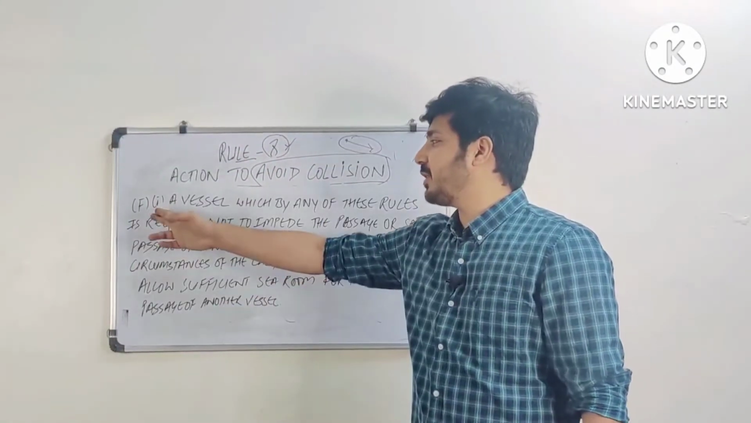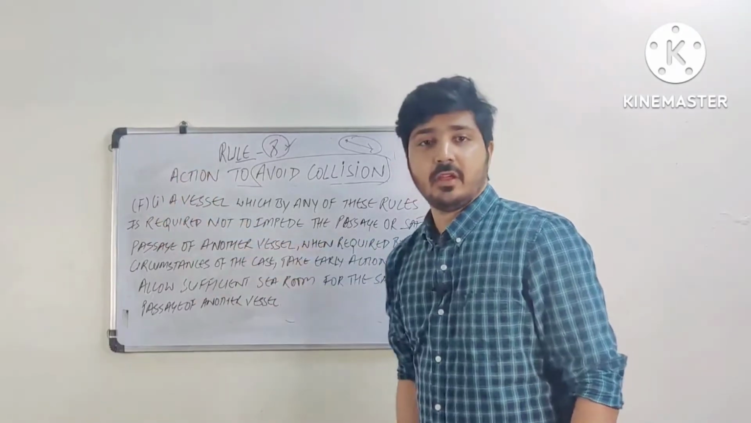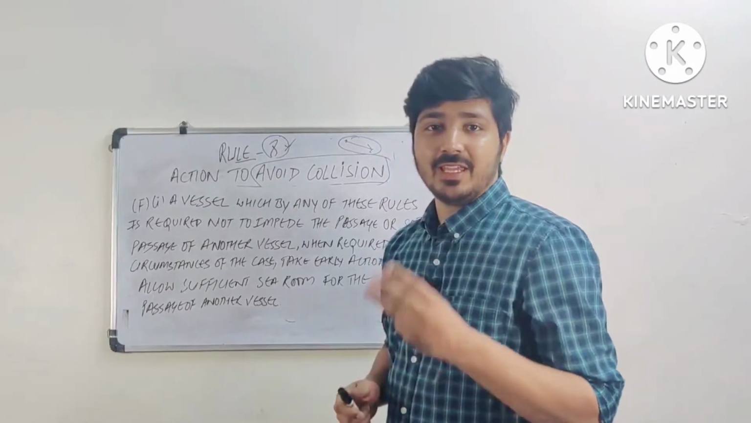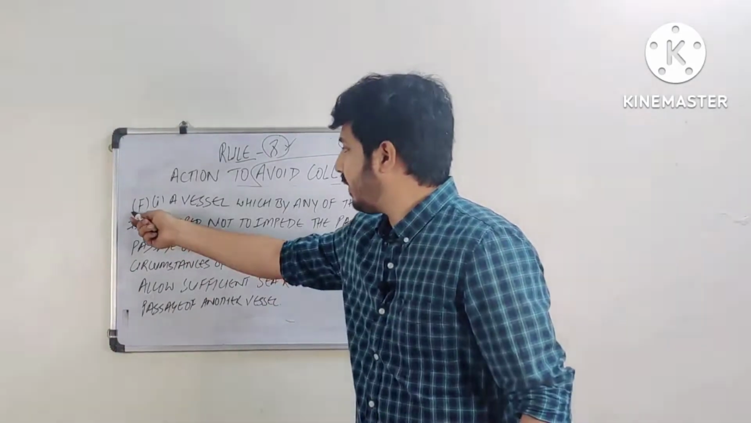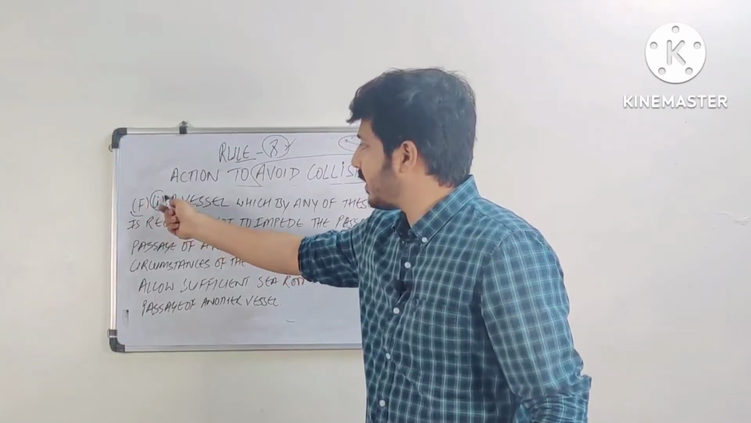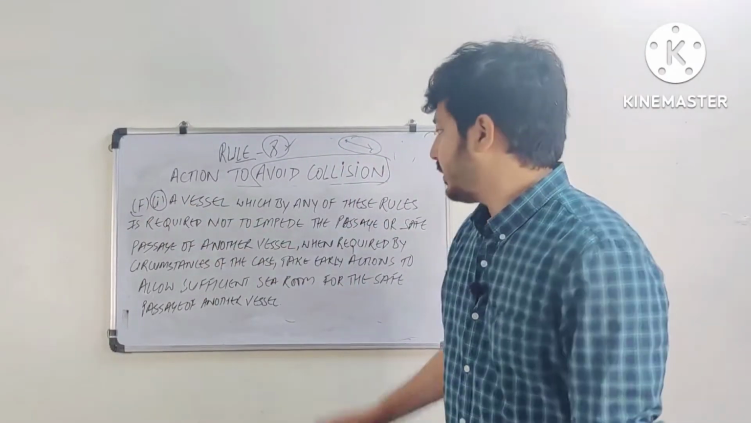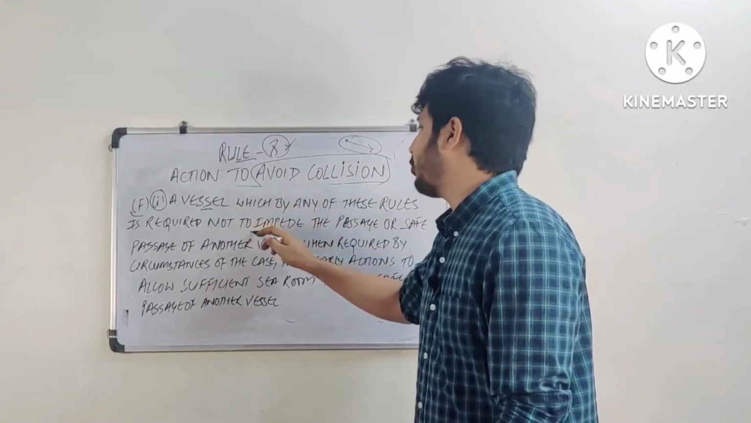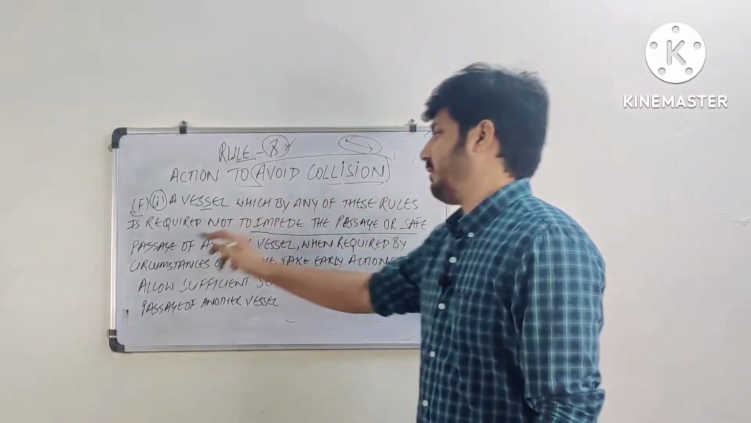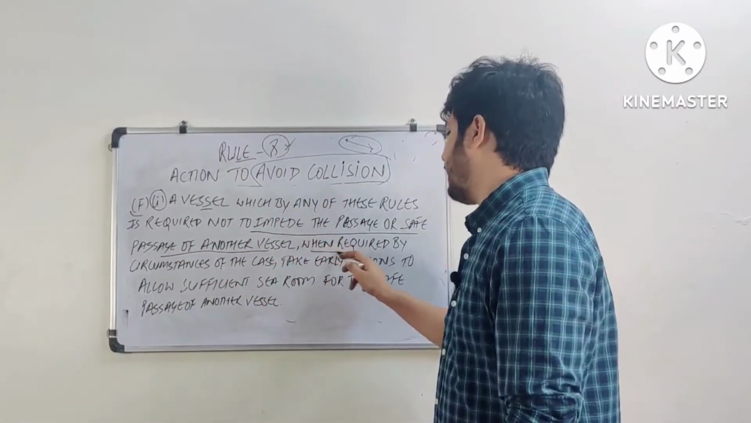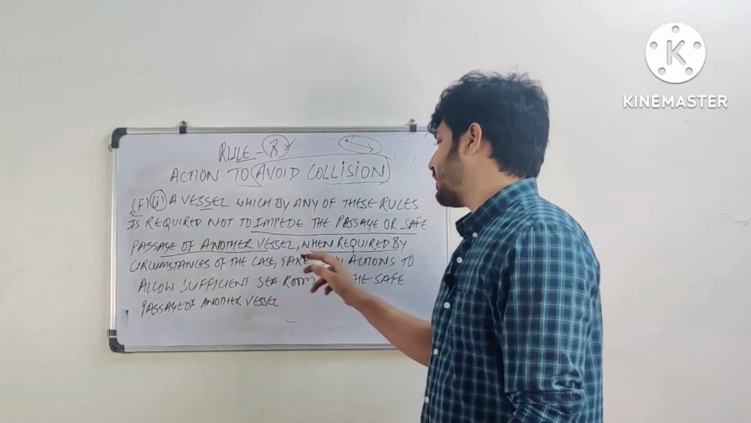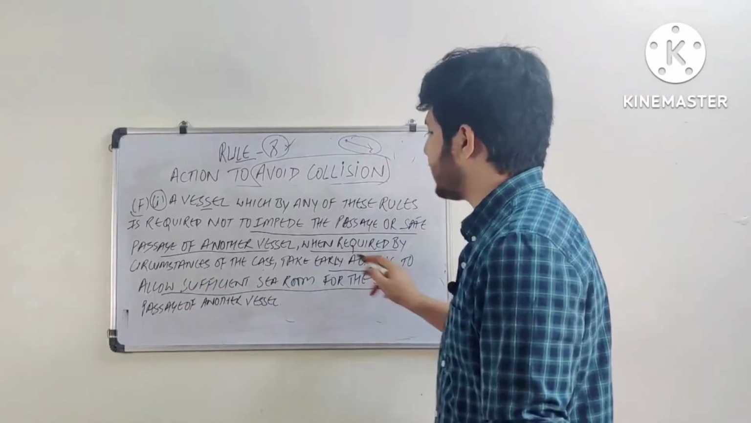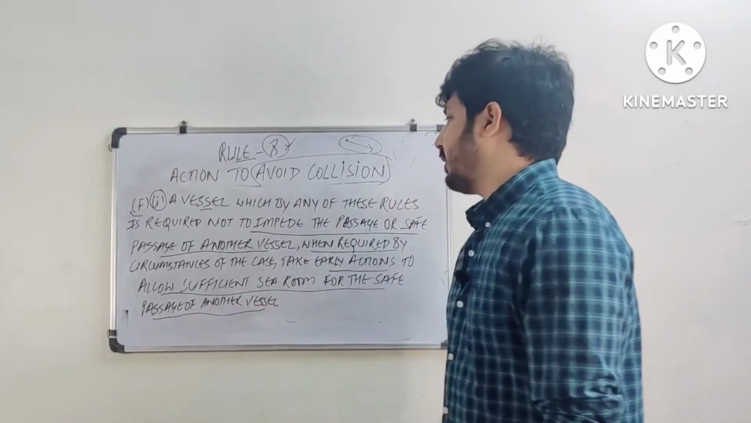Okay guys, so we are going to start with rule number 8 part F, which is the most important part of this rule, and we have 3 sub parts in this F part, and we are going to discuss the first part now. Okay, so let's get started. A vessel which by any of these rules is required not to impede the passage or safe passage of another vessel, when required by the circumstances of the case, shall take early action to allow sufficient sea room for the safe passage of another vessel.